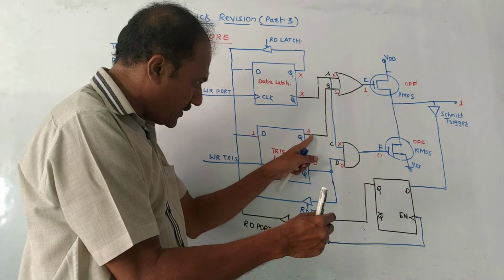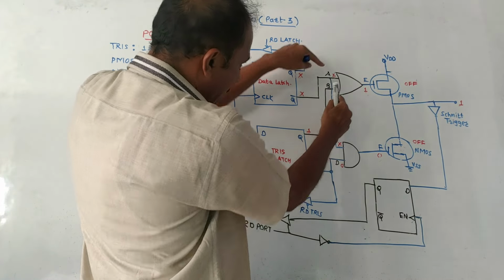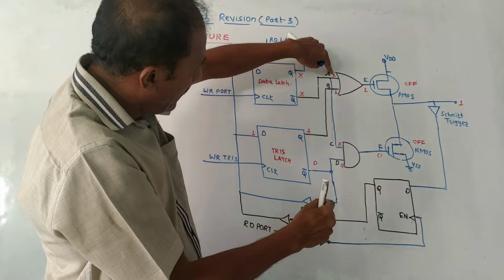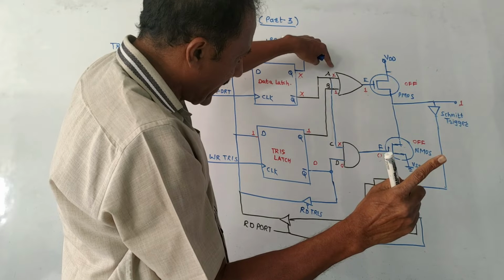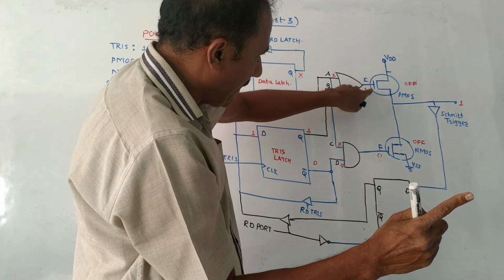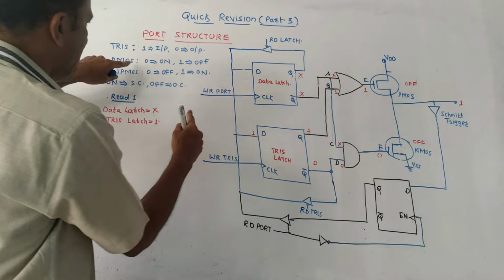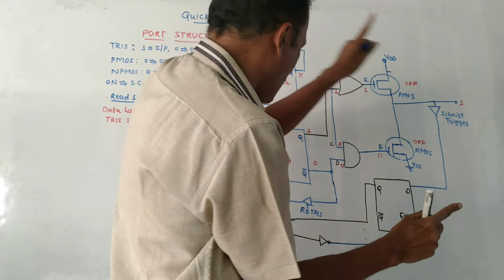So this Q will be 1. Q bar is the complement, so this will be 0. This 1 will be applied here. So the inputs of this OR gate will be don't care and 1. If any one of the inputs is 1 and the other is don't care, then the output of the OR gate will be 1. This is 1, so this PMOS, look at the conditions. PMOS for 1 acts as off, so here I have written off.